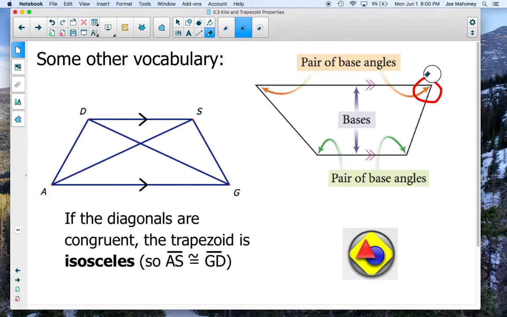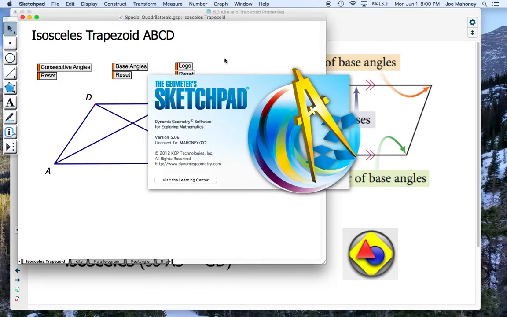And if you look on the right side, we talk about what happens when the diagonals of the trapezoid are congruent. In this case, diagonal DG and diagonal AS are congruent. So the trapezoid is isosceles. And you like that? It's trapezoid DAGs for diagonals. And Geometry Sketchpad is going to lead us to something really fun. Let's go check that out.